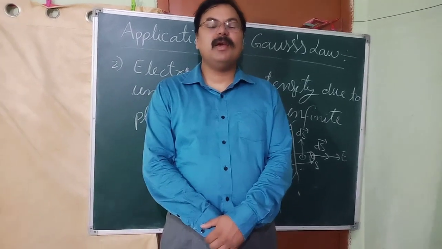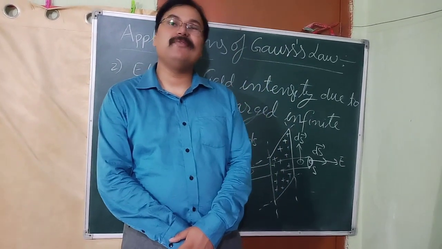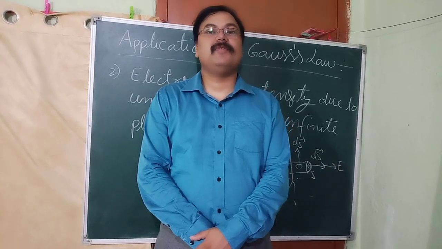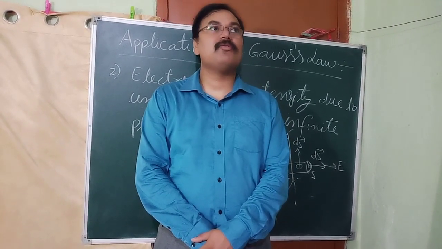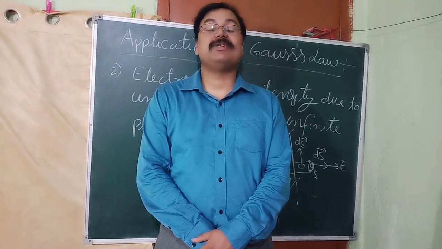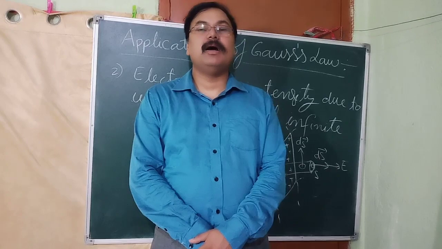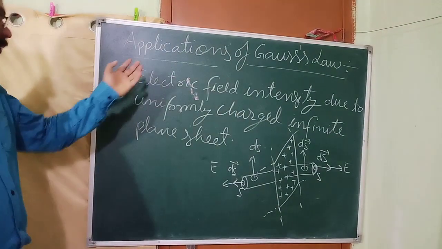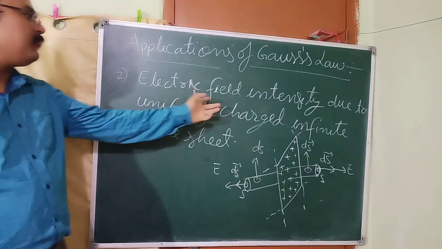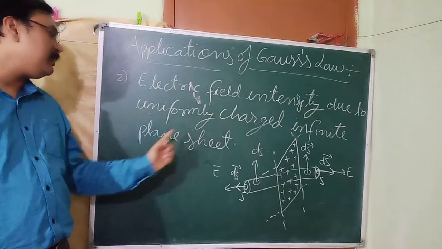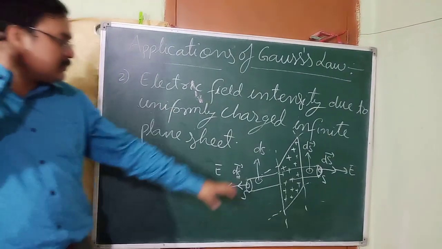Okay. In the last video we were dealing with the applications of Gauss law. The first application was that we found the electric field due to an infinite uniformly charged straight wire. And now here I am with the next application, and that is electric field intensity due to a uniformly charged infinite plane sheet. You can see that it is the plane sheet.